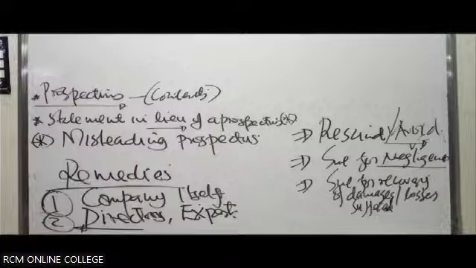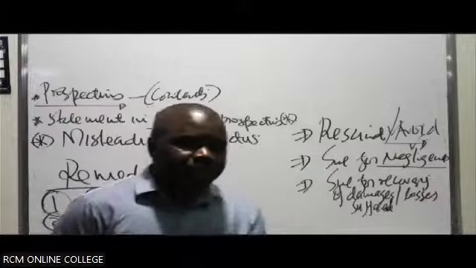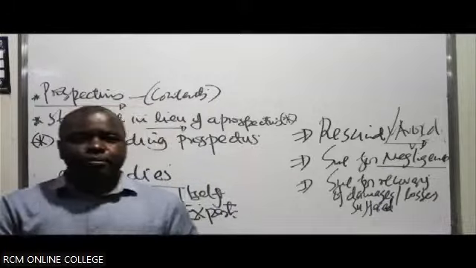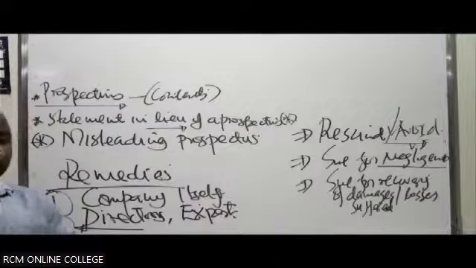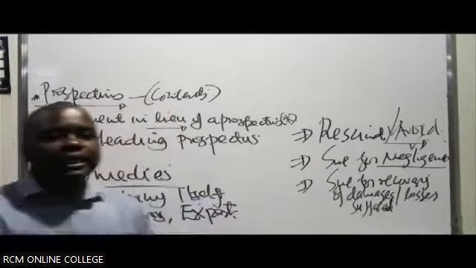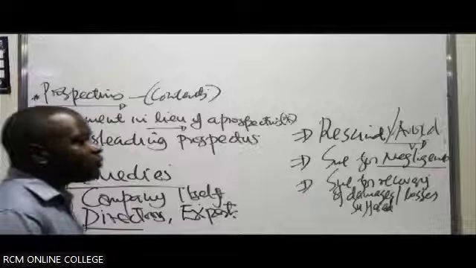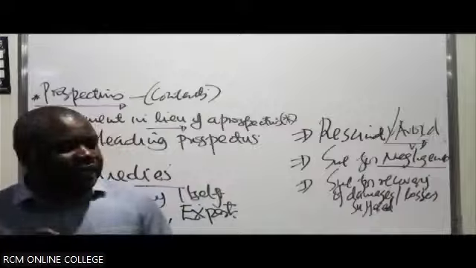To be able to rescind, he must prove that this particular prospectus was actually issued by the company. Number one, he must prove it was issued by the company, so he provides evidence that the prospectus was by the company. Number two, he must prove that he relied on it, and that it is what convinced him to buy the shares of the company. He relied on it to make an informed decision.